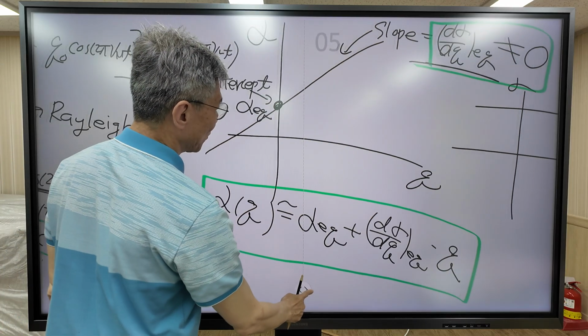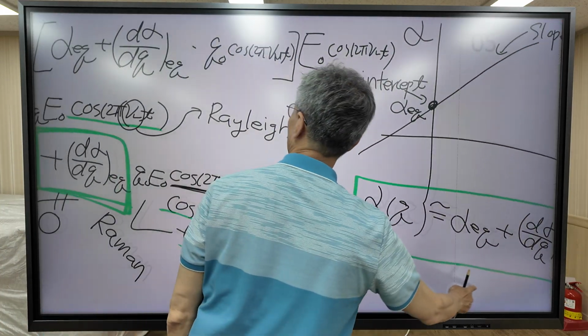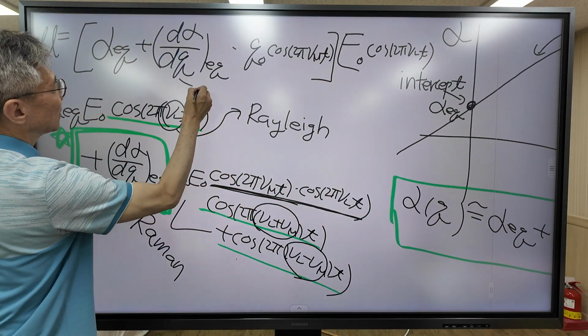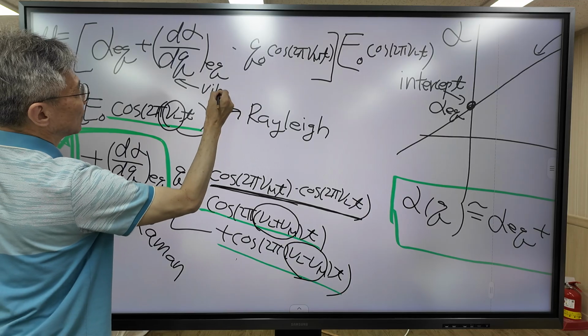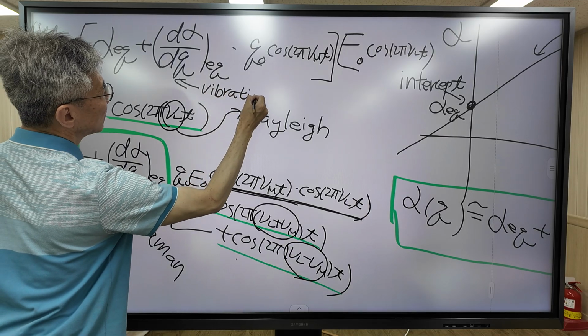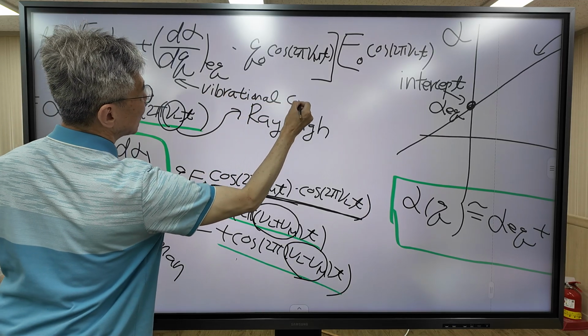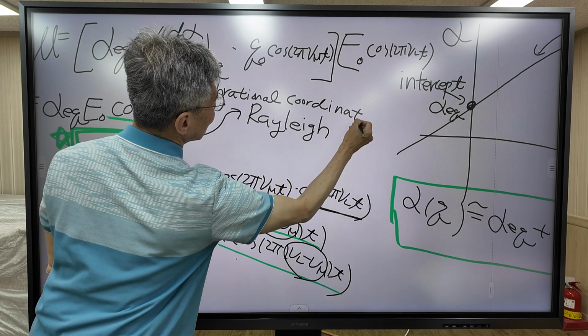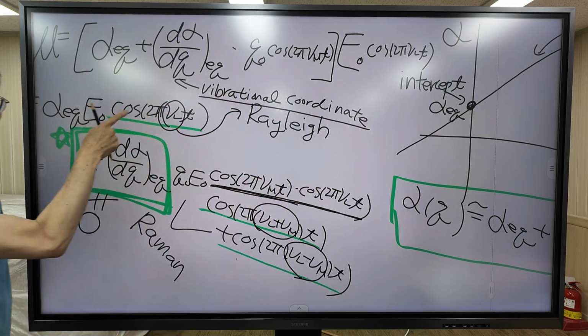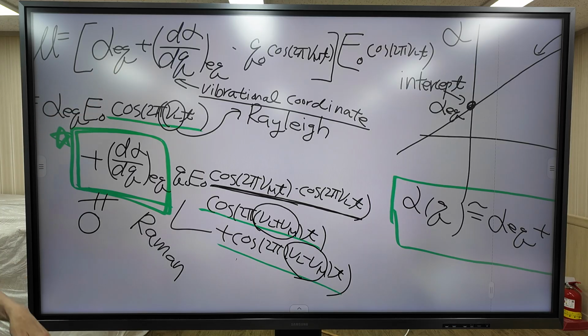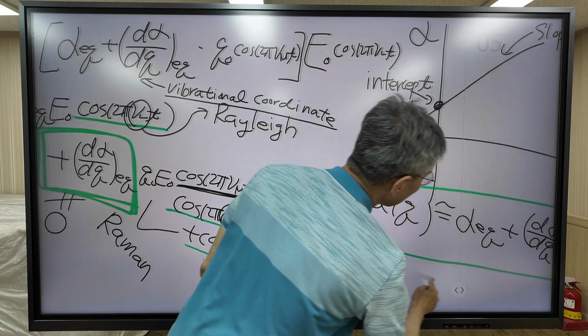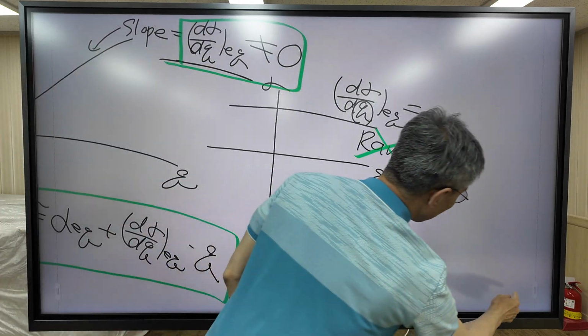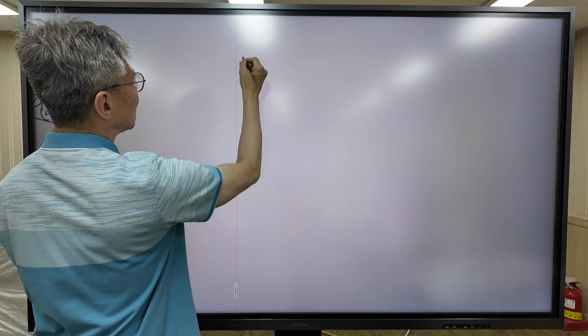Okay. So this is the vibrational coordinate, right? How do we define Q? Initially we define Q like this.